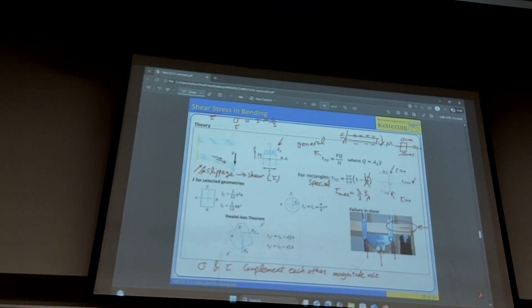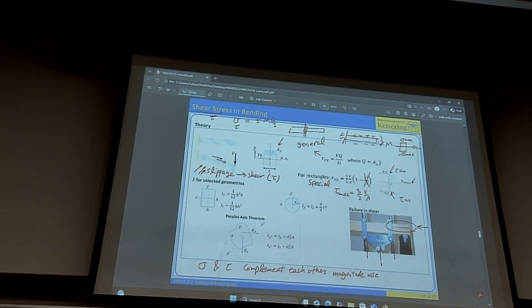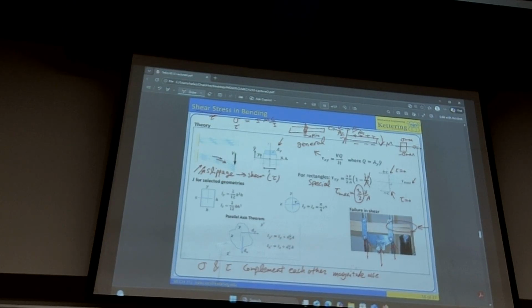All right, so this one is easy, 3/2 V over A. And you remember for joints, in chapters 1 through 3, in leg 1, for test 1, if you have two plates connected with a pin, tau was F over area, parallel force over area, V over A. But look at the one in bending. There is a coefficient other than 1.